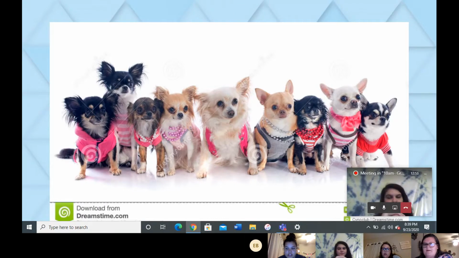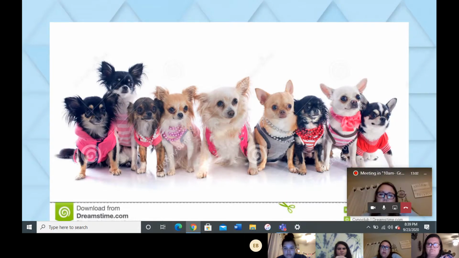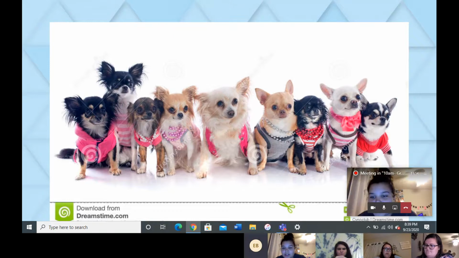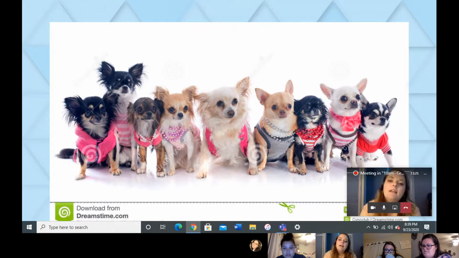Okay. Sierra, what did you notice? Most of them have pointy ears, and then they're either wearing pink or red. Okay. Michaela, what about you? I noticed that one has a bow and then the other ones have beads or nothing on their neck. Okay. Emma, what about you? I noticed they're all different colors, and some are taller and some are shorter. Okay, very good.